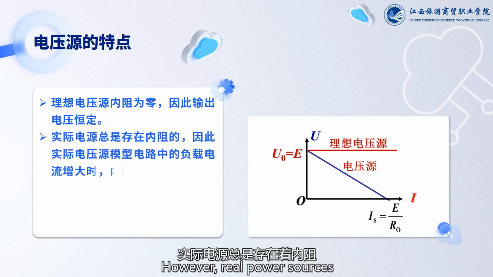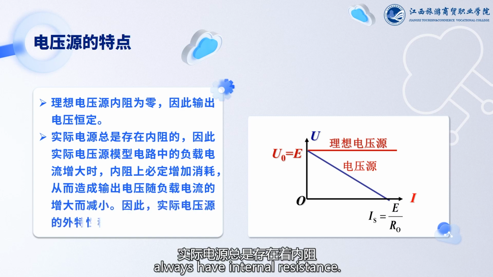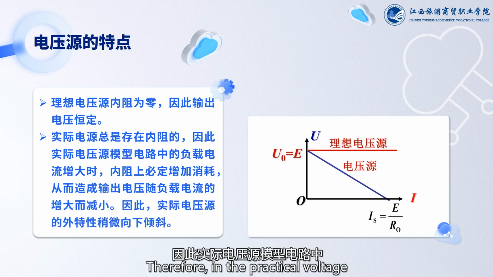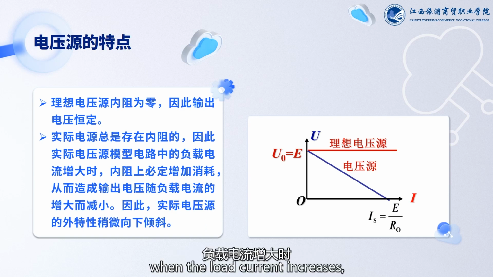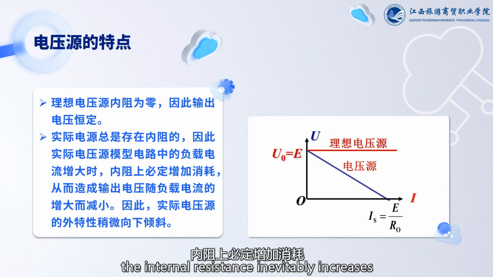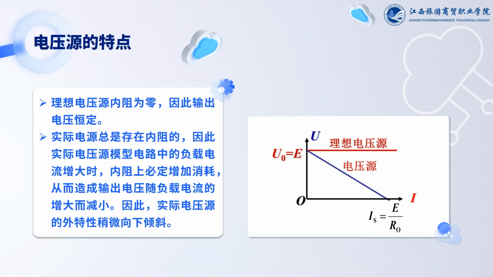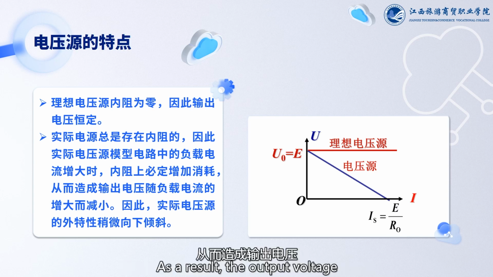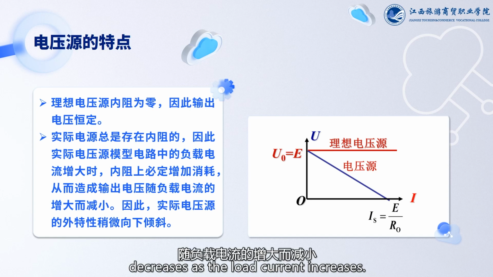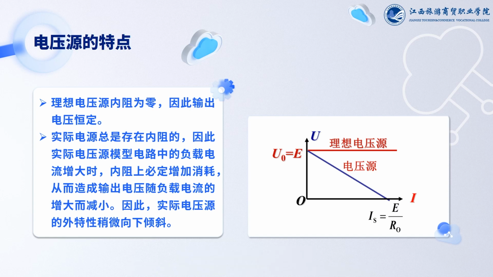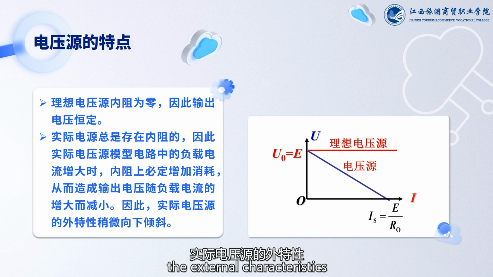However, real power sources always have internal resistance. Therefore, in the practical voltage source model circuit, when the load current increases, the internal resistance inevitably consumes power. As a result, the output voltage decreases as the load current increases. Therefore, the external characteristics of a practical voltage source have a slight downward slope.